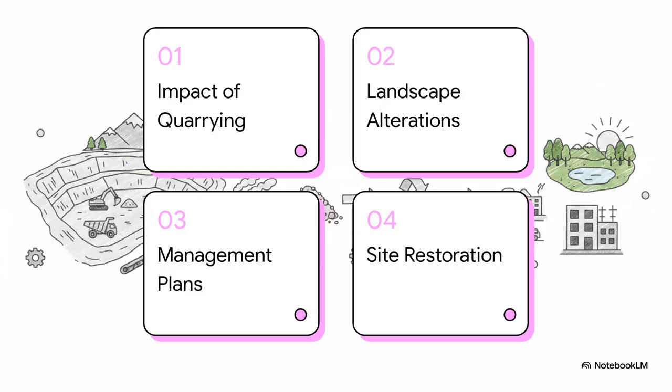To understand this chronological journey, we're going to walk through 4 quick phases. 1, the impact of quarrying. 2, permanent landscape alterations. 3, environmental management plans. And finally, 4, decommissioning and site restoration.